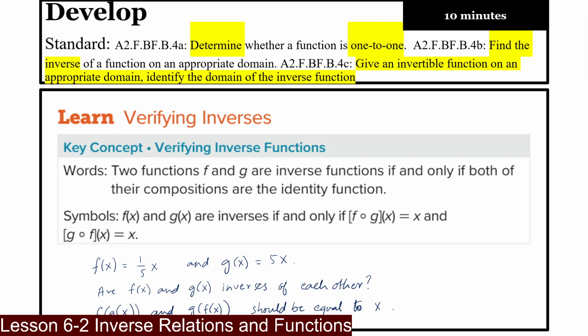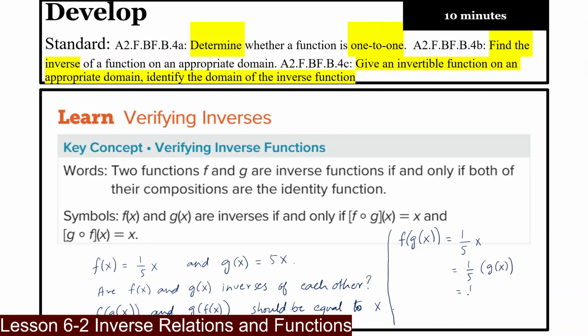Let me give you a minute to copy this, and then we'll go look at our first example. But let's first verify this. So what is f of g of x? Well, f is my outside function, so I'm going to write it first, 1 over 5x. But then I need to replace the g of x inside f of x, so this becomes 1 over 5 times g of x.